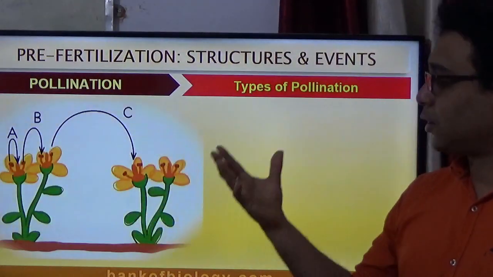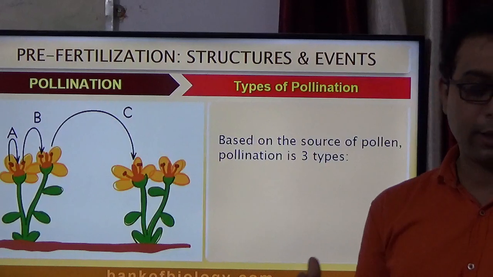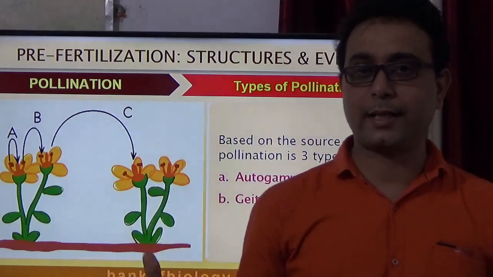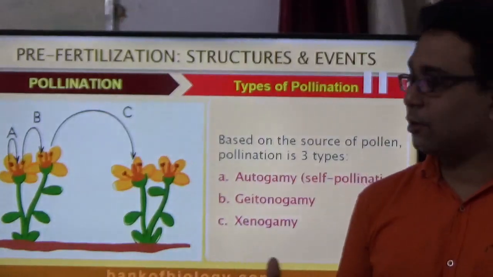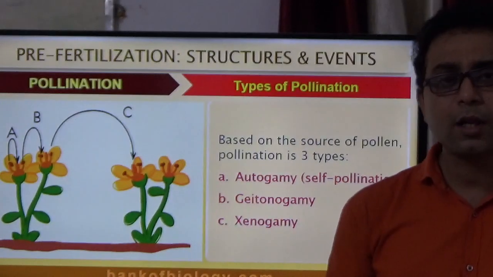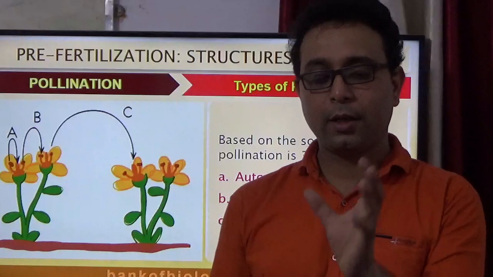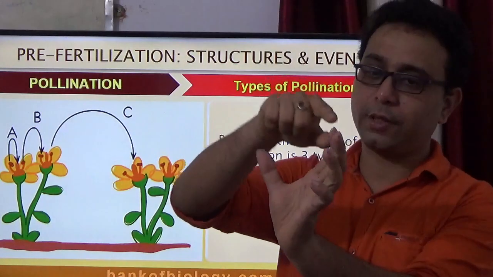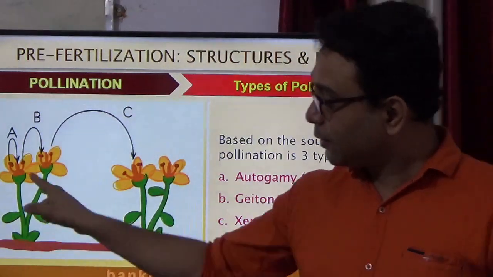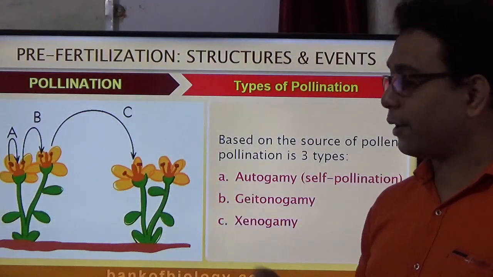You know, pollination has types according to the plants, based on the source of the pollen, that is, whether it is happening in the same plant or a different plant, same flower or different flower. It is based on autogamy, geitonogamy and xenogamy. But what is the meaning of that? Pollination is happening in three ways. If pollen grains transfer within one flower, from the anther to the stigma of the same flower, that time it is called autogamy.